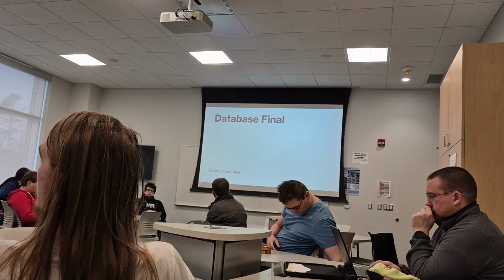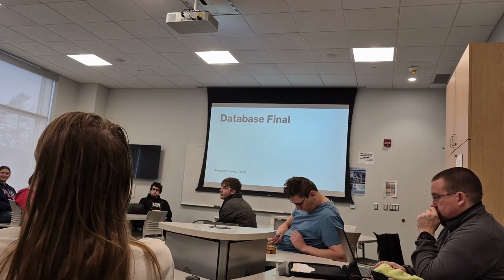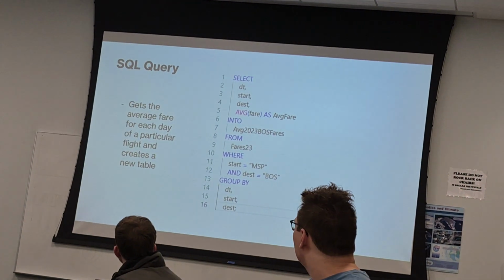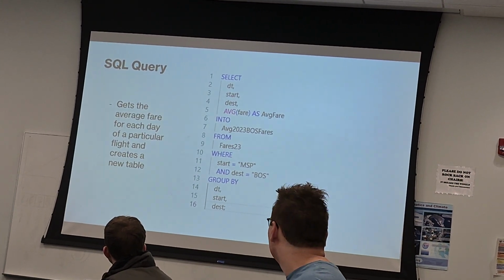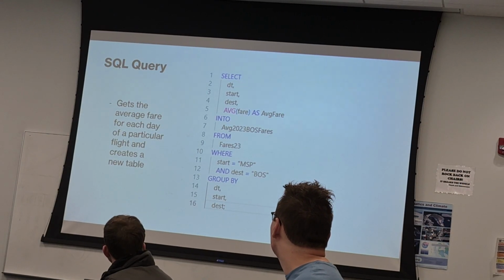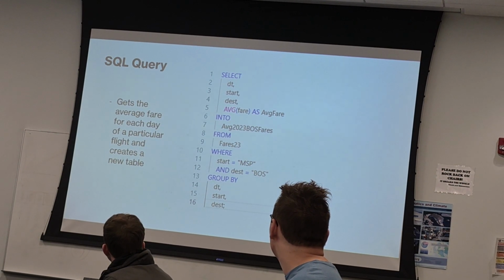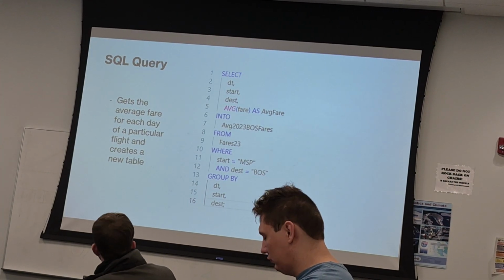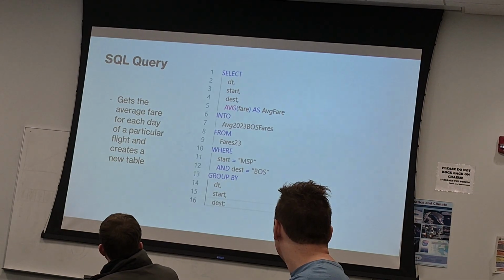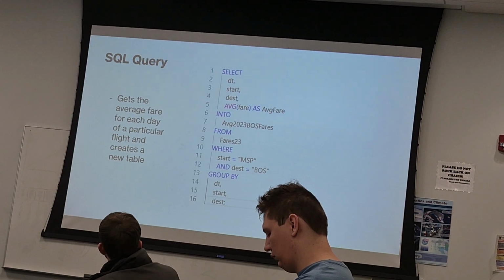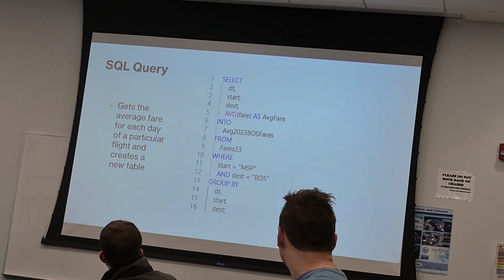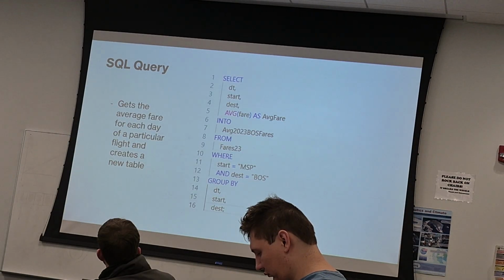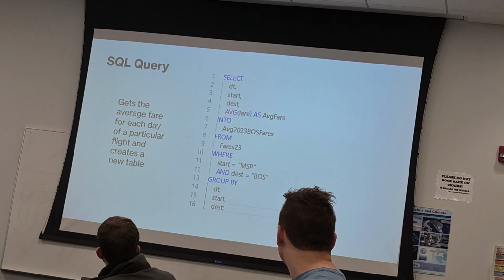Alright, this is what we have so far for the database final. For SQL, just to make the data workable, we all had something kinda similar to this. It just gets the average fare for each day and then groups them together, and we would separate it for each, or I did it anyways, where I separated it for each particular flight. So I had a separate table of each flight from each year with the average fare for each day.